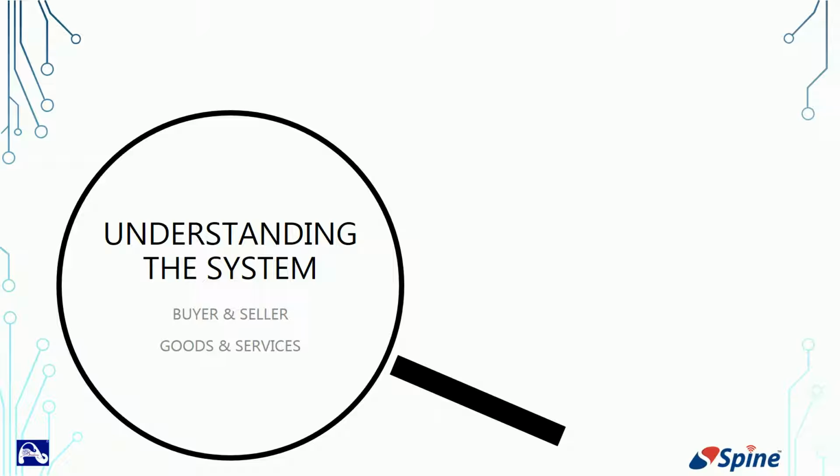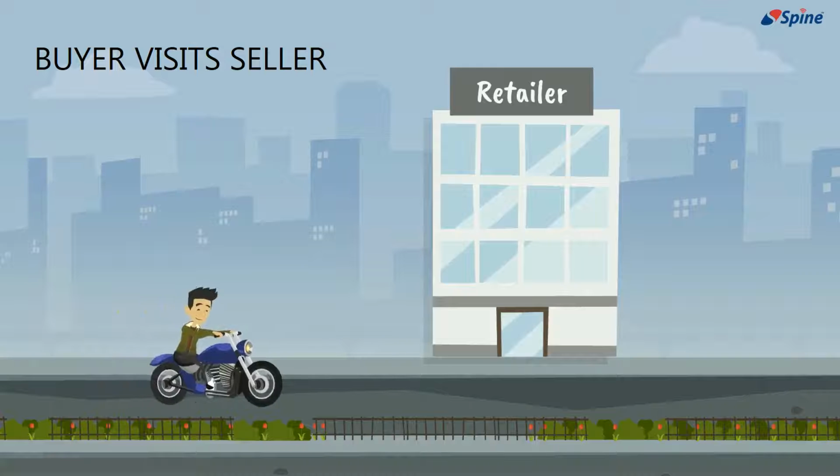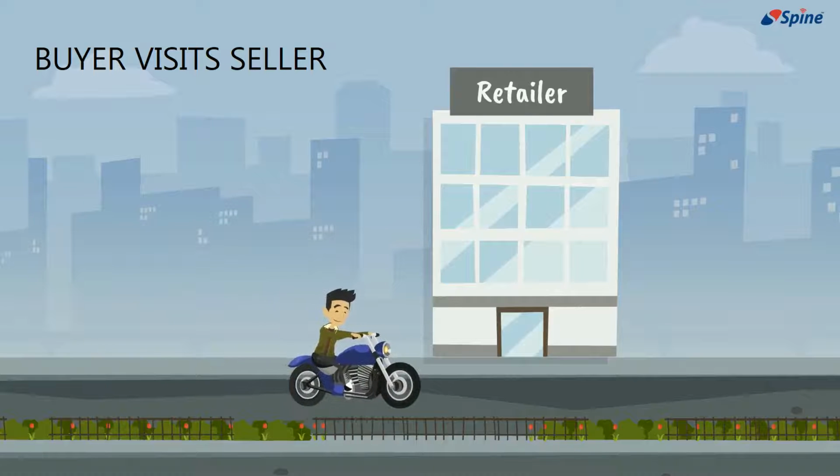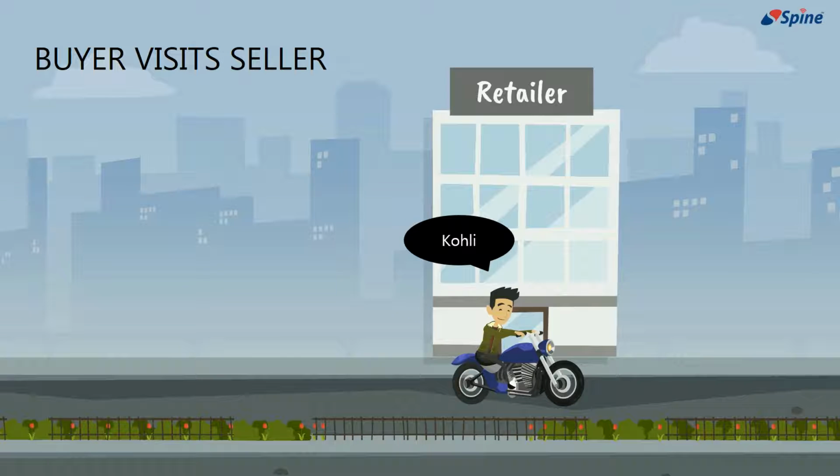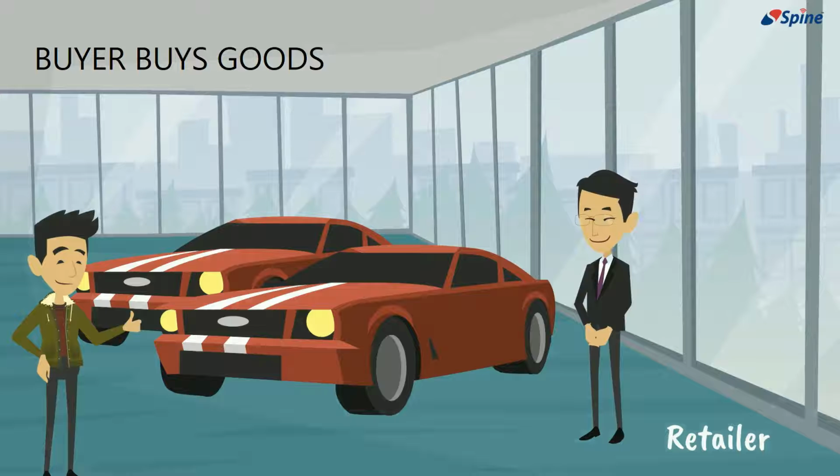Any system comprises two types of people, buyer and seller. And two types of commodities are traded, goods and services. Let us assume that Virat Kohli wants to buy a Ford Mustang. So, he would go to a showroom. The showroom is the first level of purchase, that we can call the retailer. Kohli, the buyer, selects and buys Mustang, the good, from the retailer.